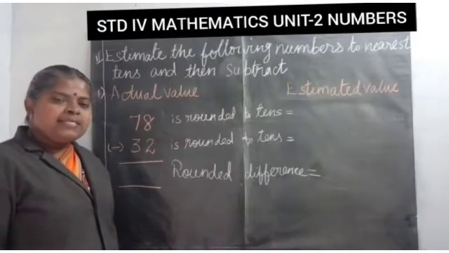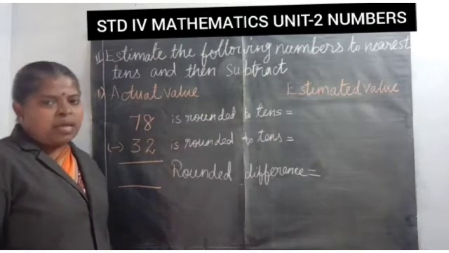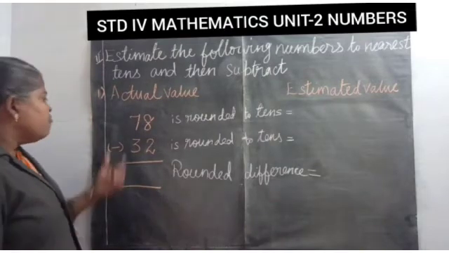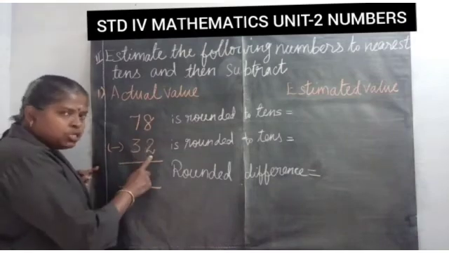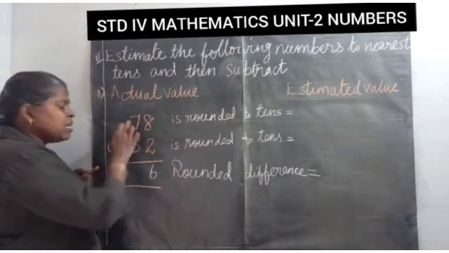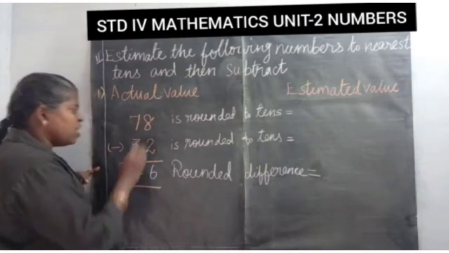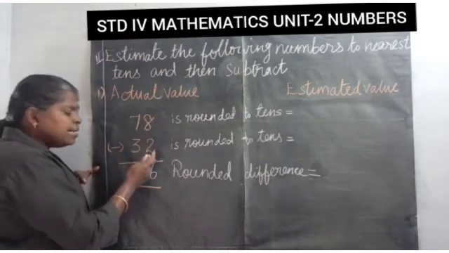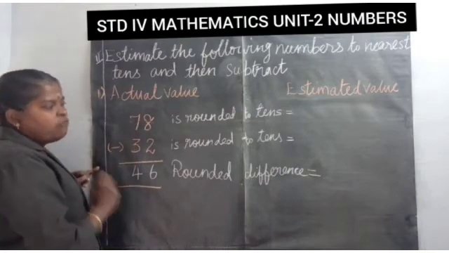Next one, estimate the numbers to the nearest tens and then subtract. First we can subtract the actual value. 8 minus 2 is 6. 7 minus 3 is 4. So 78 minus 32 is 46.